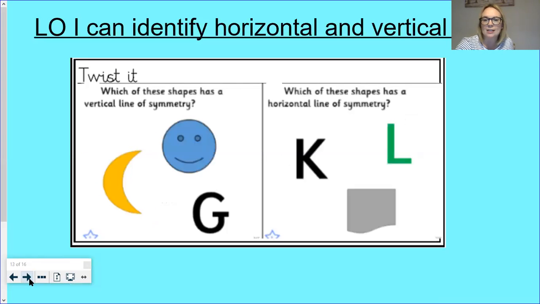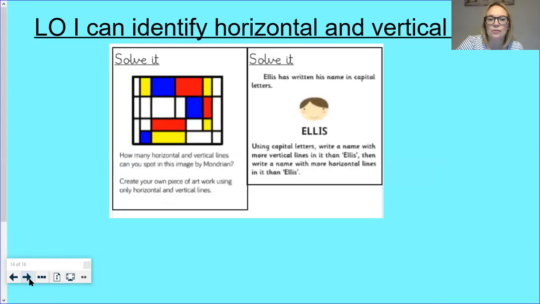Okay, the next one is the twist it. Which of these shapes has a vertical line of symmetry? So you can draw them on if you'd like to, if that helps. And also which of the shapes has a horizontal line of symmetry. So I'll leave that one with you. And then you'll solve it.